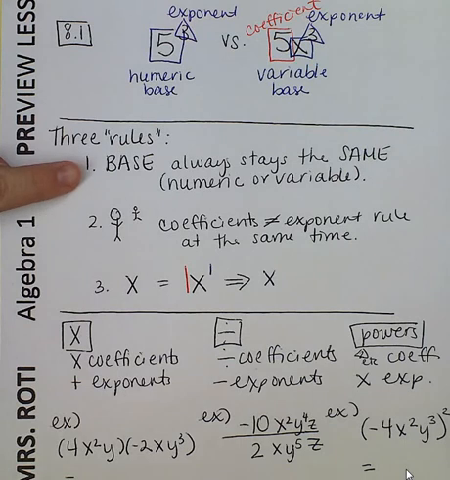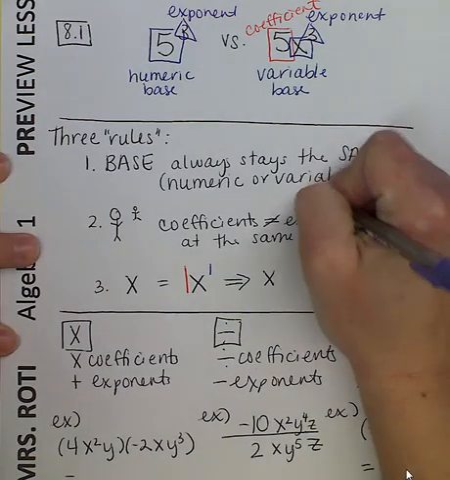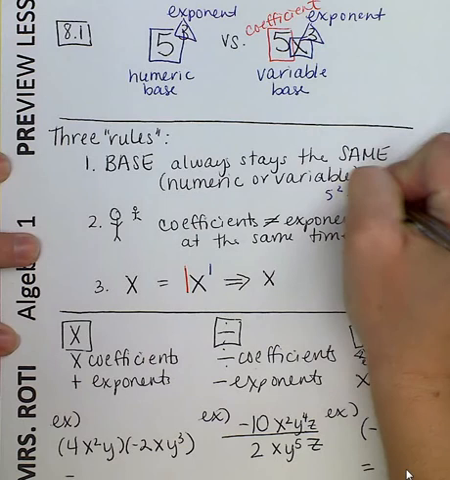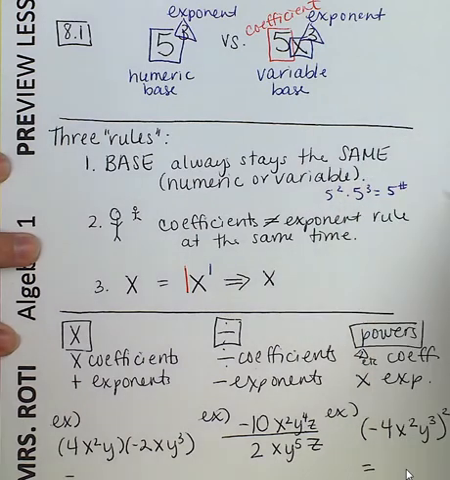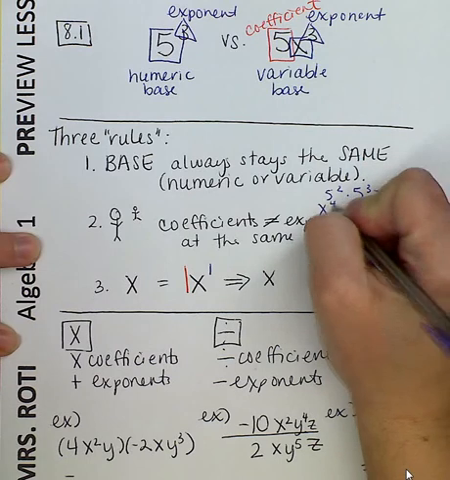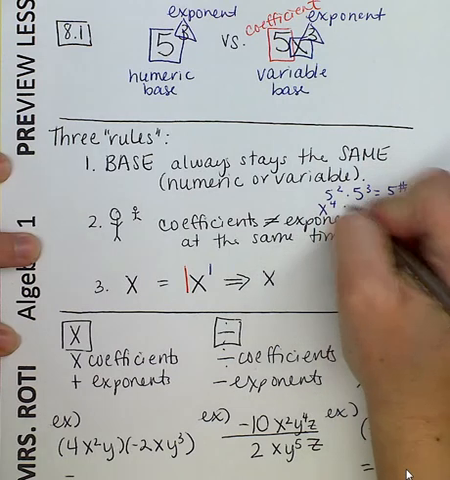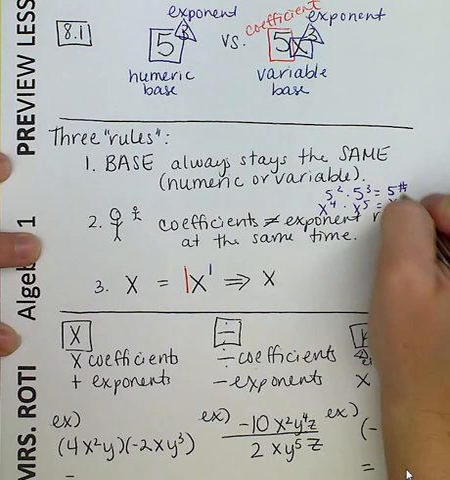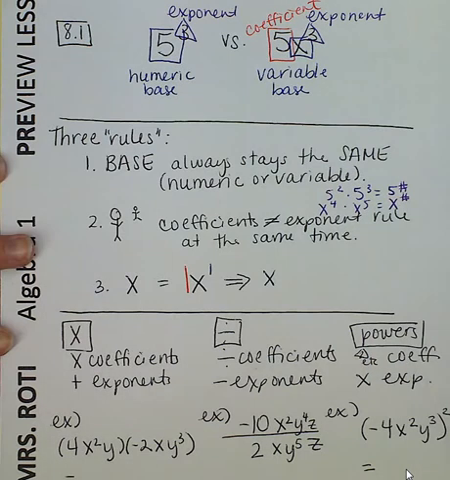With regard to the bases, they always stay the same. So in other words, if you have a problem like 5 squared times 5 to the third, your answer is going to result in 5 to some number. If you have x to the fourth times x to the fifth, your answer is going to result in x to some number. And we'll see what numbers those are as we continue with our rules.